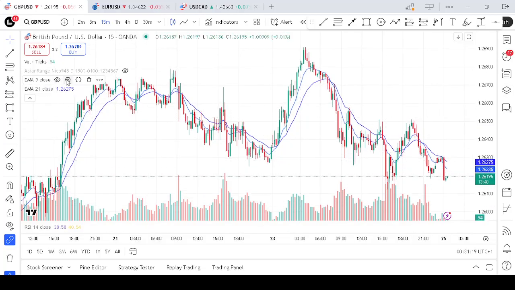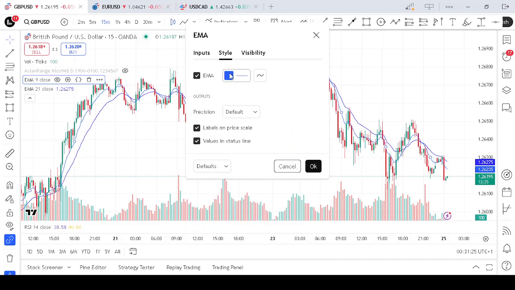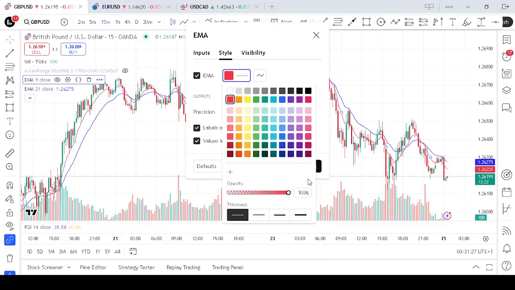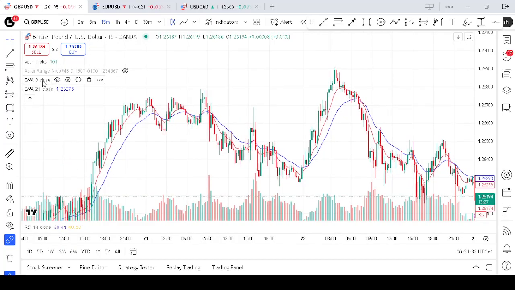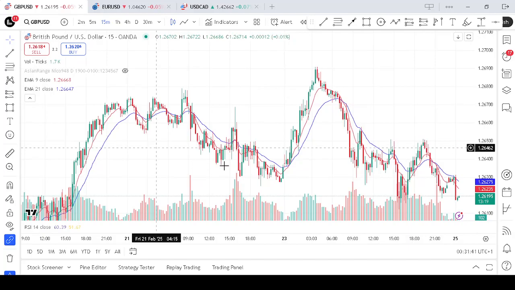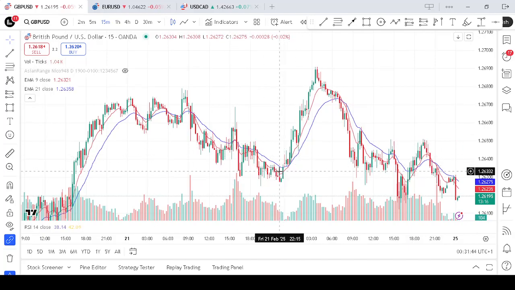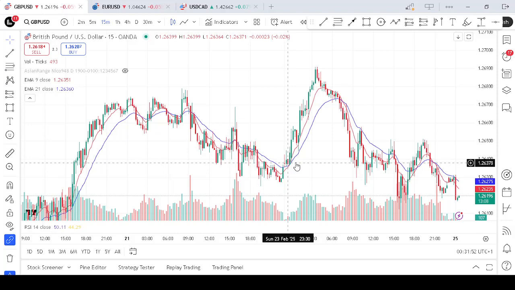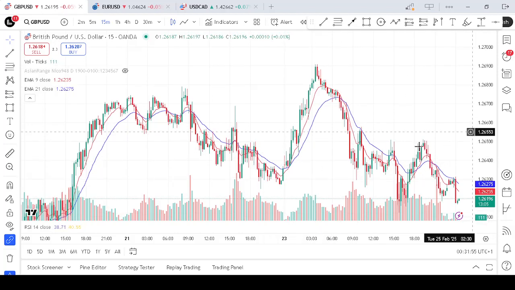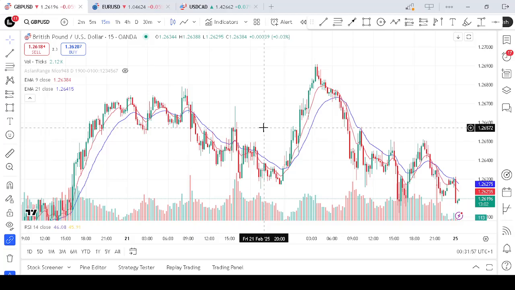For the shorter time frame, we are making use of the 9 EMA here. I'm about to change the color of the 9 EMA to red so that it will be better for us to understand. Now, when the 9 EMA, which is a shorter term moving average, crosses and moves above the long term moving average, that's the 9 moving average crossing above the 21 moving average, it signals an uptrend, as you can see from my screen.